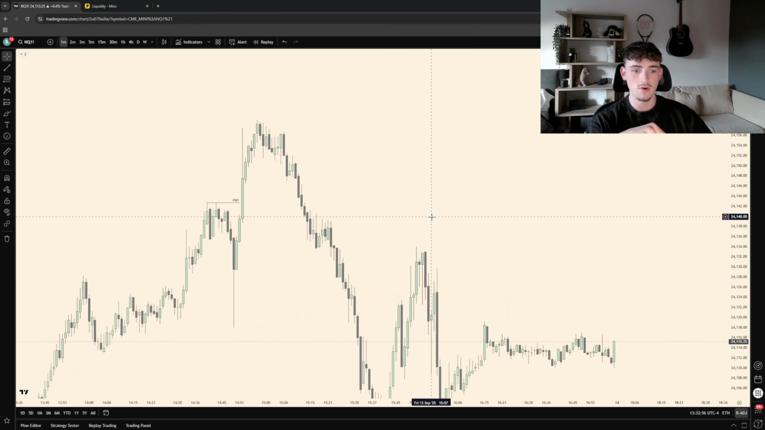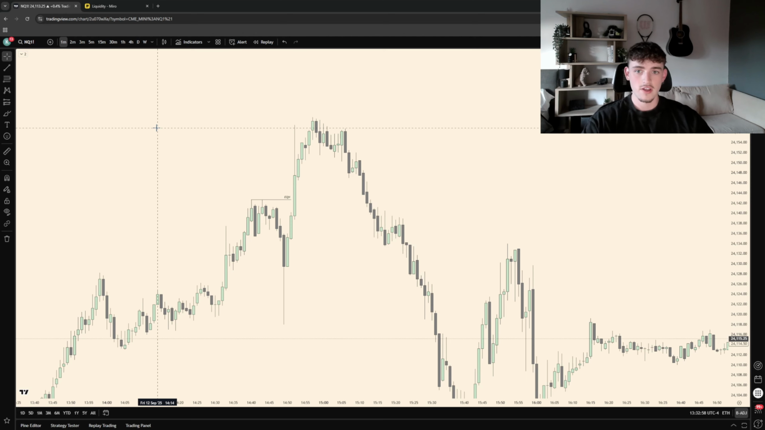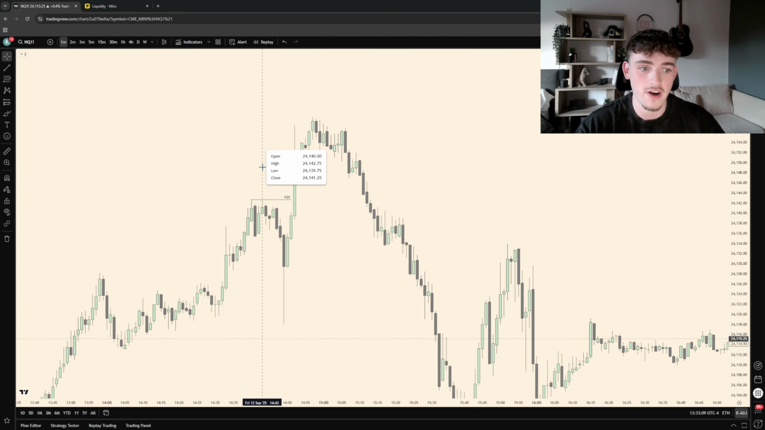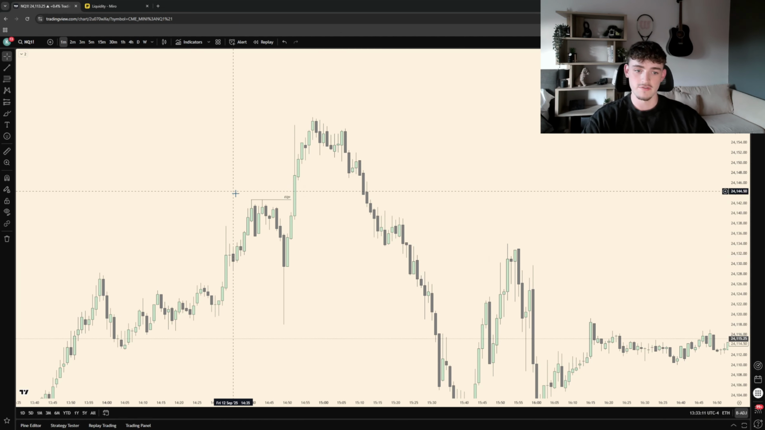So with equal highs, you can see on here, this is a 1 minute chart. We have these two equal highs. They have to be the exact same. So you see the high on this candle was 142.75 and this one was 142.75 as well. So this is a very good target.